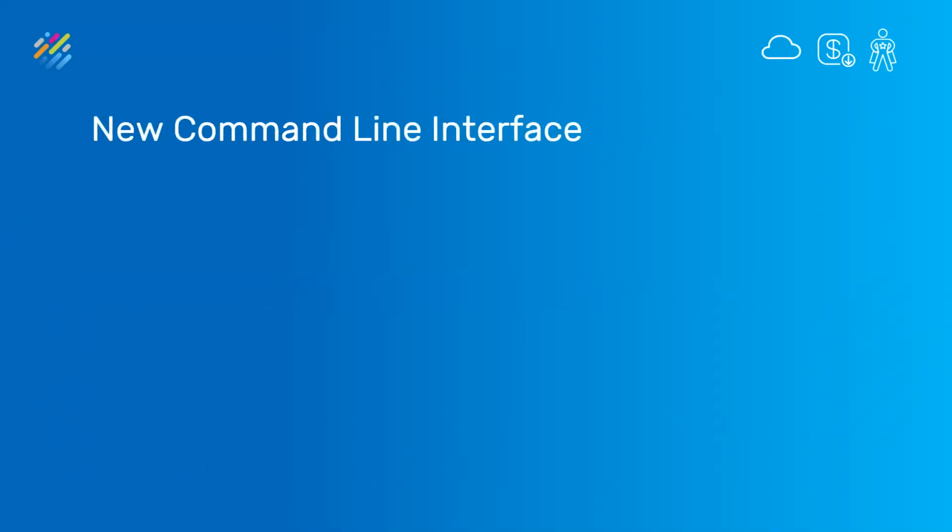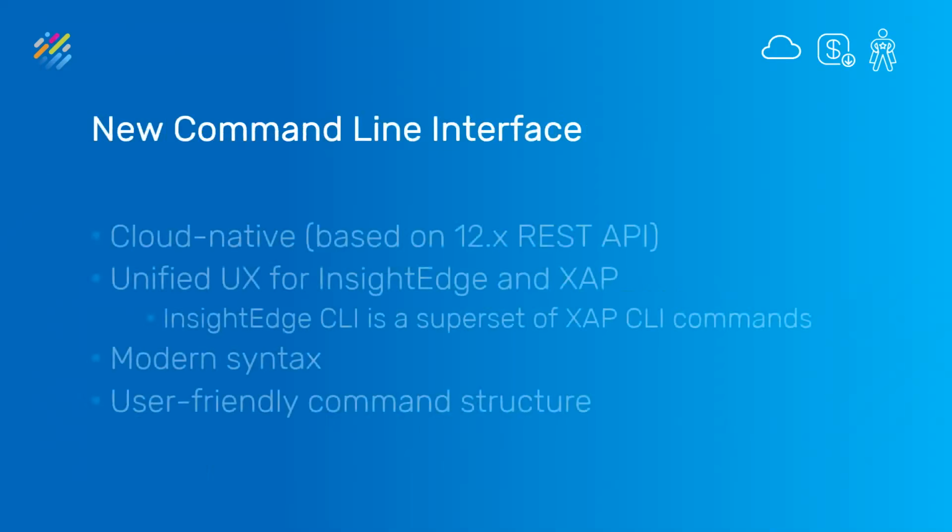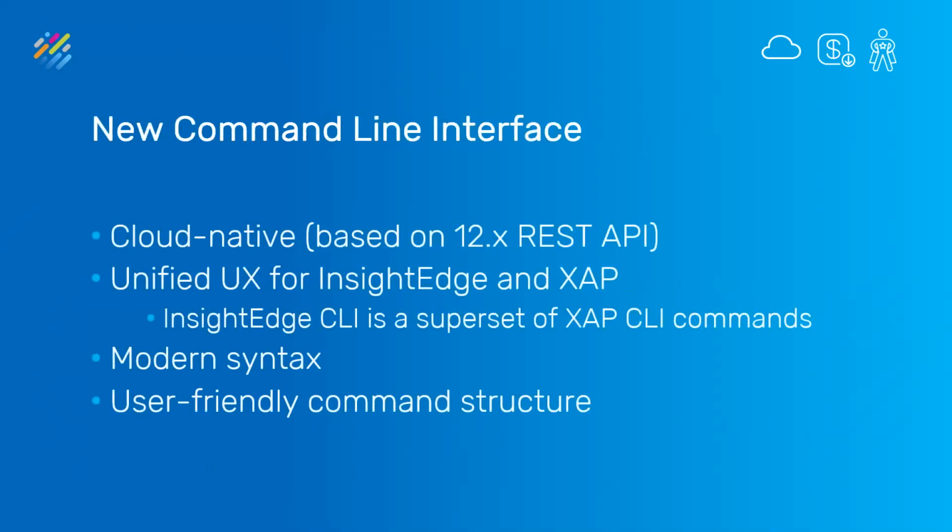The next on the line is a new command line interface. So we've added a new command line. The main reason we've done that is that the old command line was based on the admin API, which is not cloud friendly. It requires open ports on the cloud, which is not an easy thing to do. And now that we have a new RESTful API, which we've added in previous 12x releases, we can implement a new cloud native CLI on top of it.